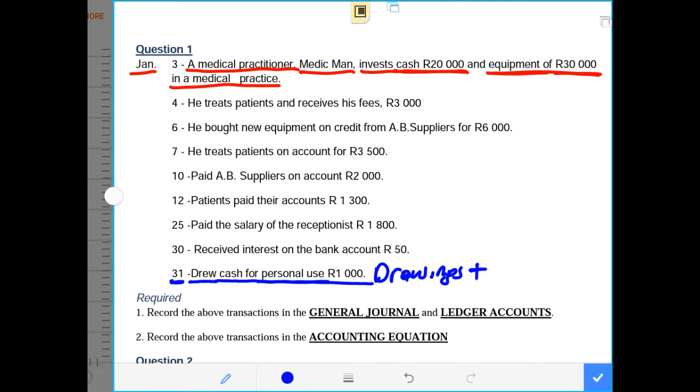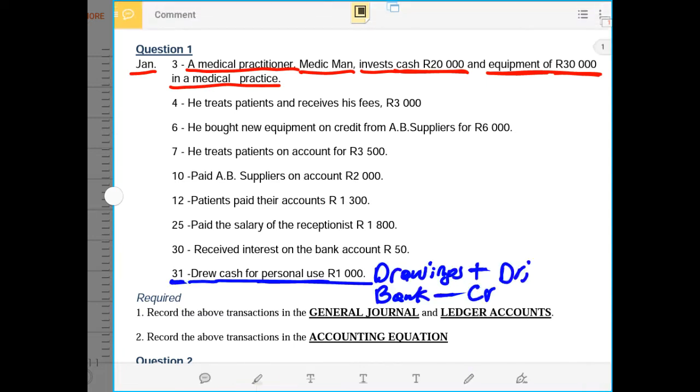However, whatever the owner withdraws will decrease. And in this case, the owner withdrew money. And now, because the owner withdrew money, therefore now money will have to decrease. And money is, we call it bank. And we know that bank will decrease on the credit side, and drawings increase on the debit side. So now in this case, whenever there are drawings, drawings will always be increasing on the debit side. But whatever the owner is withdrawing will decrease, of which in this case, what the owner is drawing is money. Therefore now money, which is bank, will have to decrease.